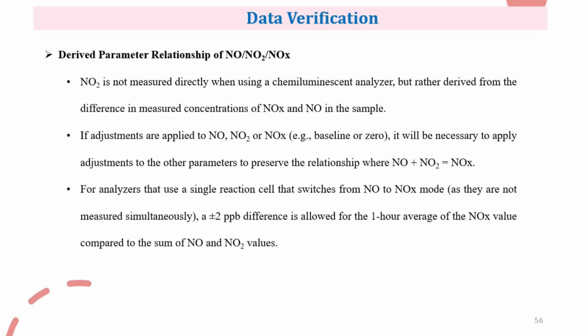If we make any changes to NO or NOx, we have to adjust NO2 too. This keeps everything in balance. For certain analyzers, we allow a small difference in the NOx value to ensure we are getting accurate readings.